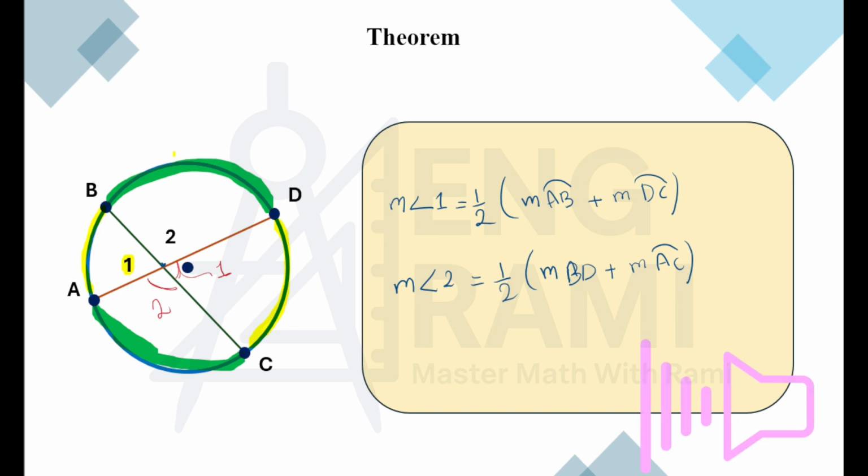Vertical angles are formed by two intersecting lines, and vertical angles are congruent, meaning they have the same angle measurement.